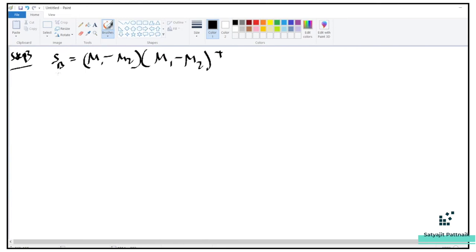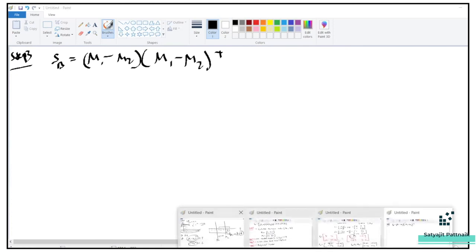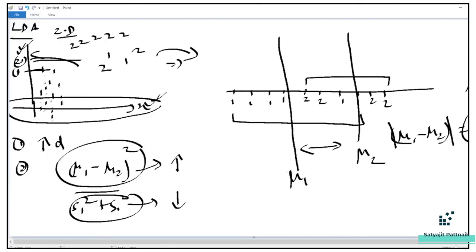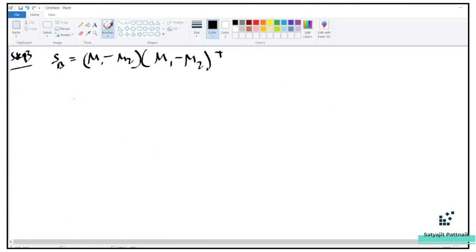Now what is SB? When I was talking about the first graph, I was talking about this thing, right? This value minus this value, which is known as the distance, this has to increase. The class separability has to increase. So this is SB, the between the class scatter matrix, so we have to aim to increase the SB value. So what is SB? What is mu1 minus mu2?